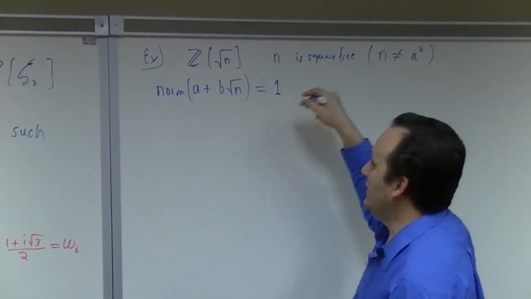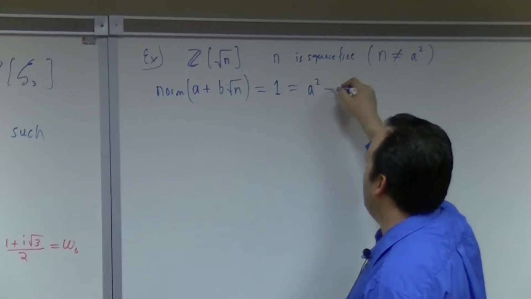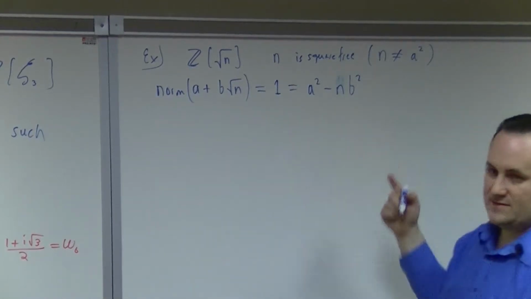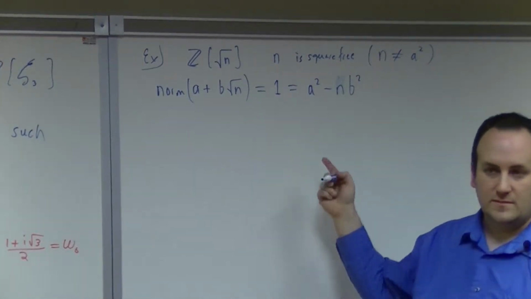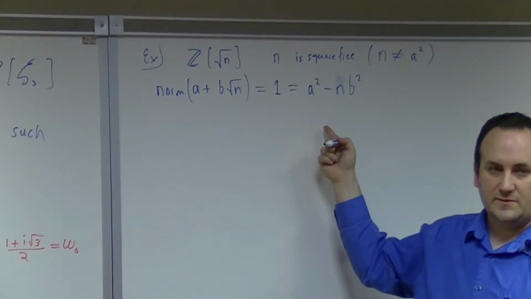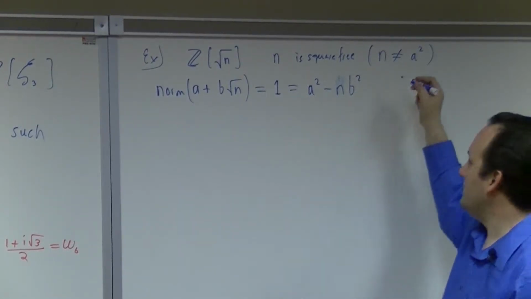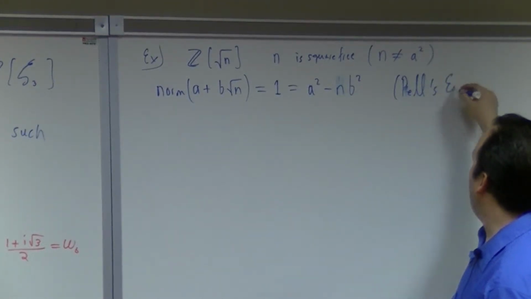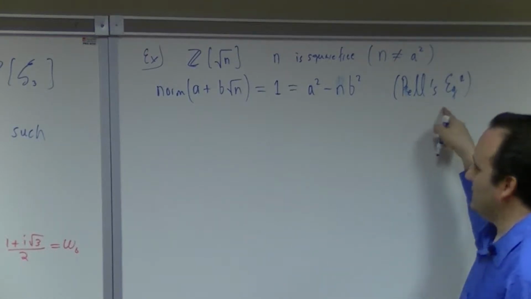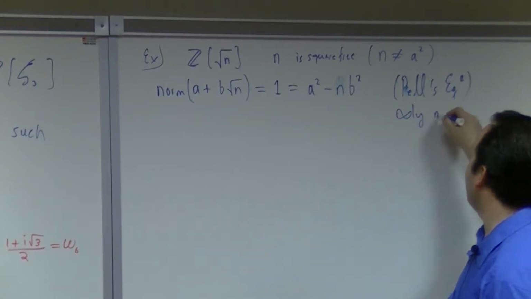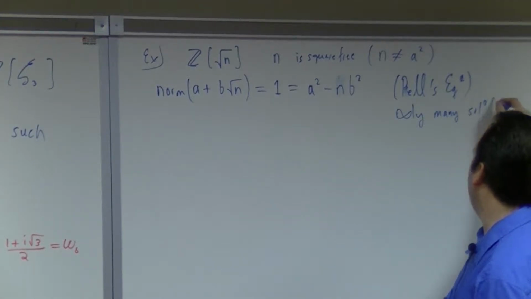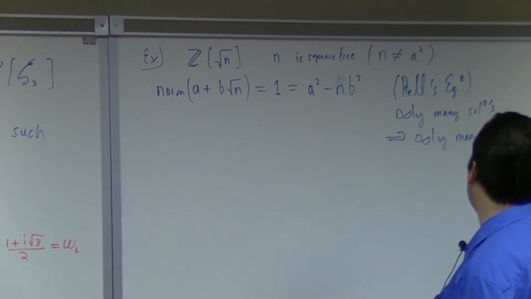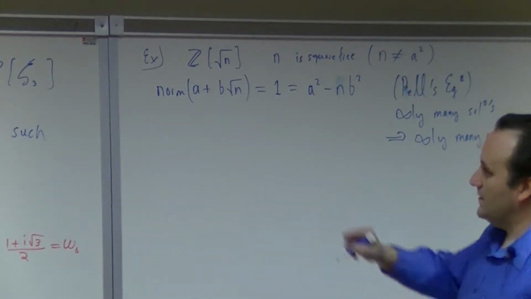So the norm of this being 1 means 1 is equal to a squared minus n b squared, right? And if n is a positive integer, well, this is nothing more than, what is this? This was something we studied a while ago, but this is Pell's equation, and there are infinitely many solutions. That implies infinitely many units in this thing.